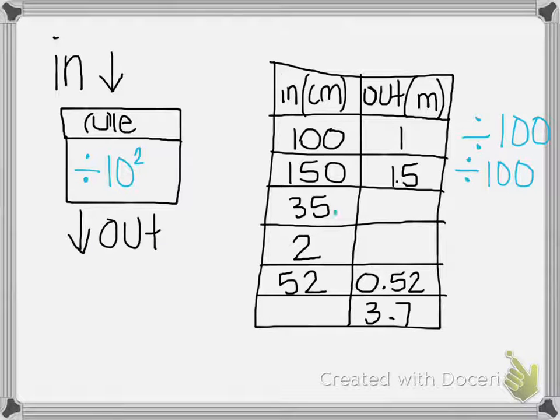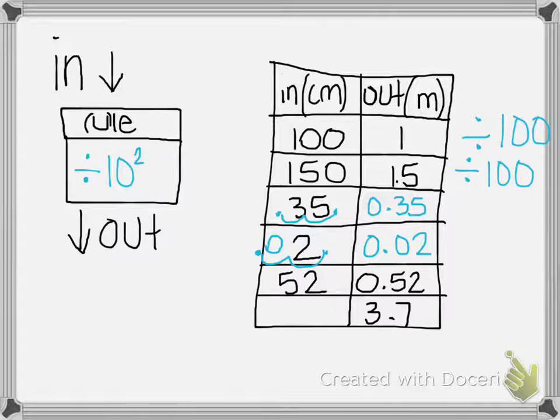For 35, the decimal point is right after the 5, and we have to move it 2 spots to the left. So our answer would be 0 and 35 hundredths. For 2, our decimal point is right after the 2, after the ones place. We move it 2 spots to the left. We have to put a 0 in that blank spot. So it would be 0 and 2 hundredths.